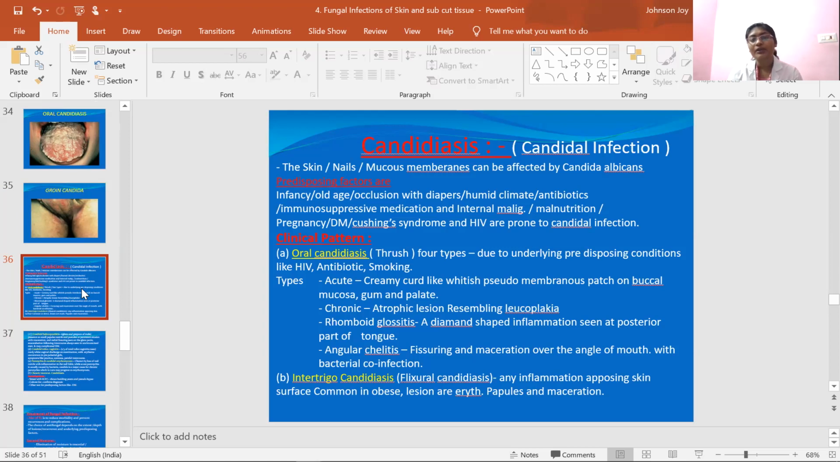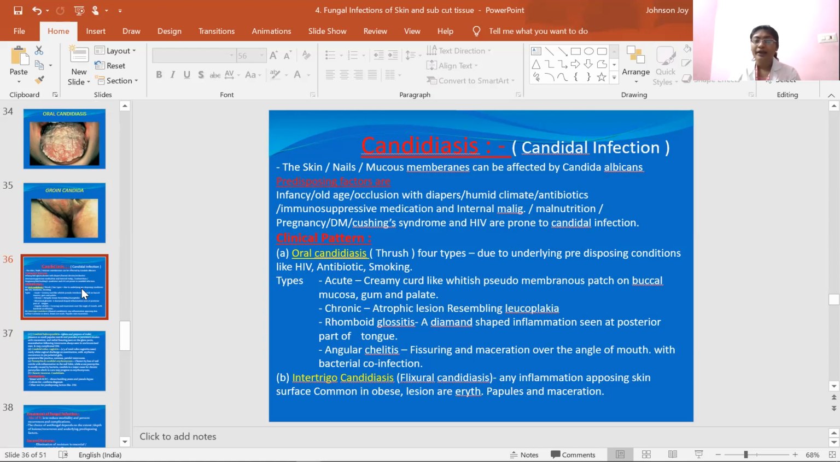Clinical patterns. First one, oral candidiasis or oral thrush. There are 4 types, due to underlying predisposing conditions like HIV, use of antibiotics, or smoking. So oral candidiasis can be caused by smoking, or in HIV patients, or use of antibiotics.